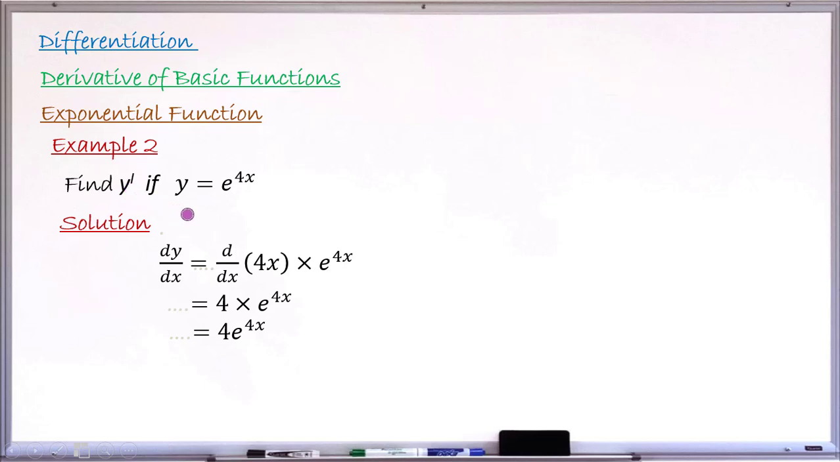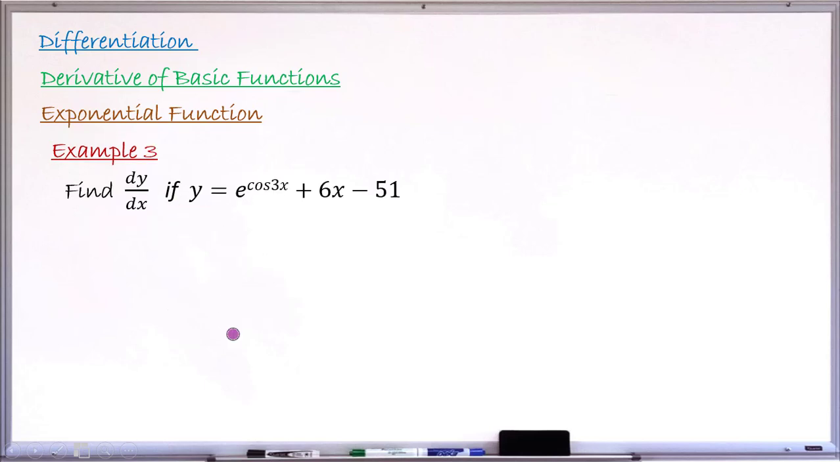Let's take one more example. Example number 3 says find dy by dx if you have the function y equals e raised to cos 3x plus 6x minus 51. Solution to this very problem: what you now do is find dy by dx. You can see this very function y.